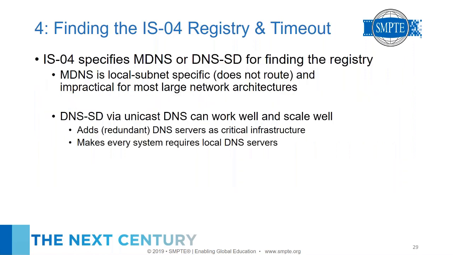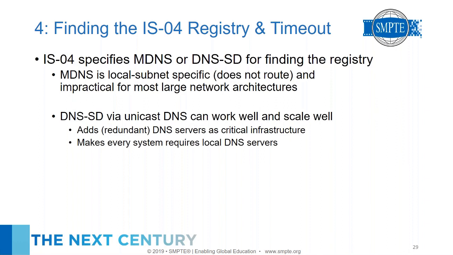Now, ISO 4 and 5 have some things you have to do as well. So ISO 4 specifies either using multicast DNS or DNS service discovery for finding the registry. And MDNS works well on a local subnet, sort of a small network. But for most large network architectures where there's multicast routing involved, MDNS is defined on an unroutable range of addresses. So the decision was we really need to use DNS service discovery via normal DNS to have a reliable way to find the registry across different architectures of networks.